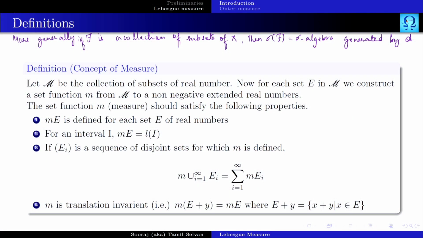Welcome back to a course on measure theory and integration. We are about to see the concept of measure in this lecture, with which we'll work out a few problems, and then we'll enter into the concept of outer measure as well.